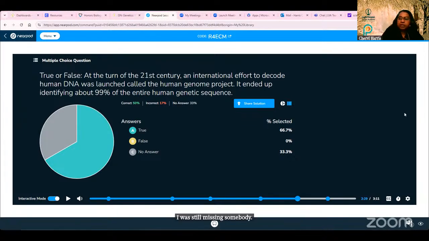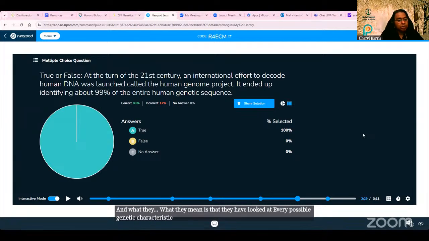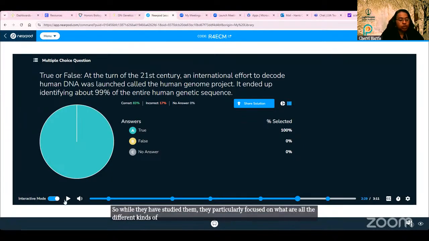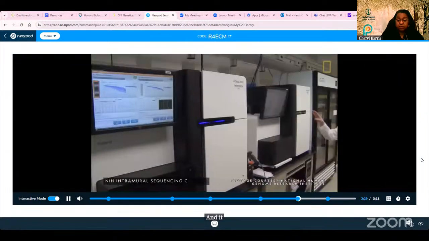But yes, that's true. What they mean is that they have looked at every possible genetic characteristic that exists in human beings. So this is the Human Genome Project. Now, all living things have genes. So while they have studied them, they particularly focused on what are all the different kinds of traits that humans have. And it's very vast.